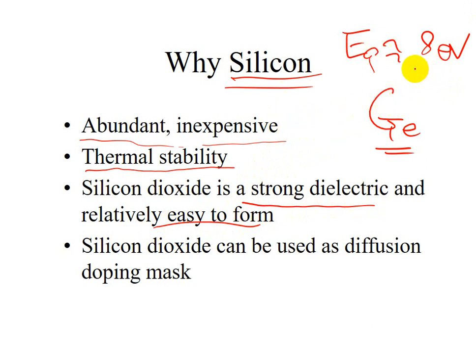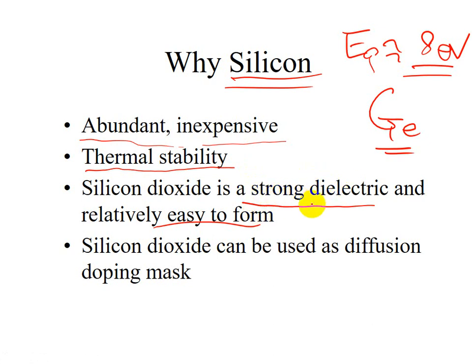So the larger the energy band gap, the larger the temperature range at which the IC can operate. And silicon has a melting point somewhere around 1500 degrees, somewhere around that. So it is stable at elevated temperatures.